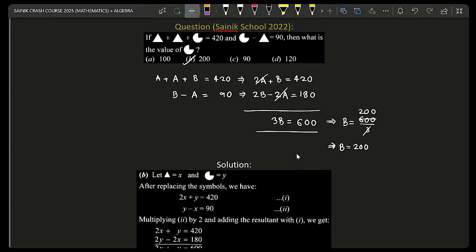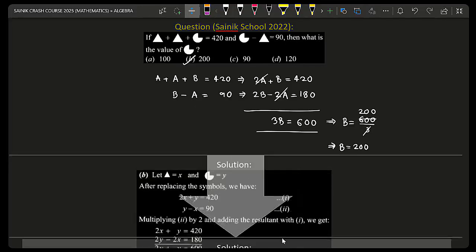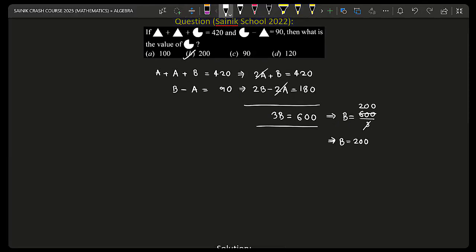Same question can be solved in another method, that is called substitution method. Let us even try substitution method now. So let's say method number 2. This is method number 1. What is the name of this method number 1? Elimination method, because we are eliminating the variable A. Now we can even eliminate B also, but we should get first A, then substitute it back. So method number 2, that is called substitution method.